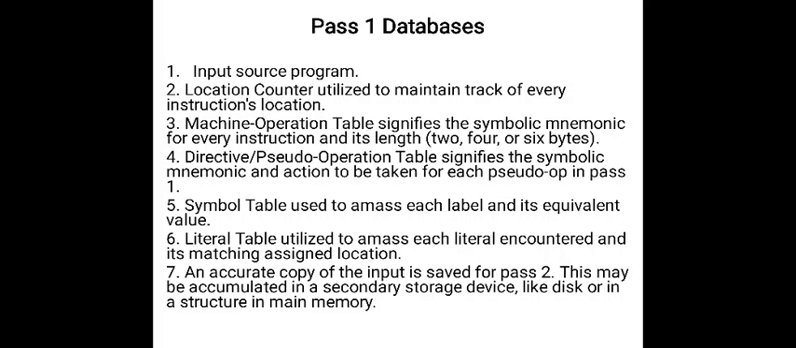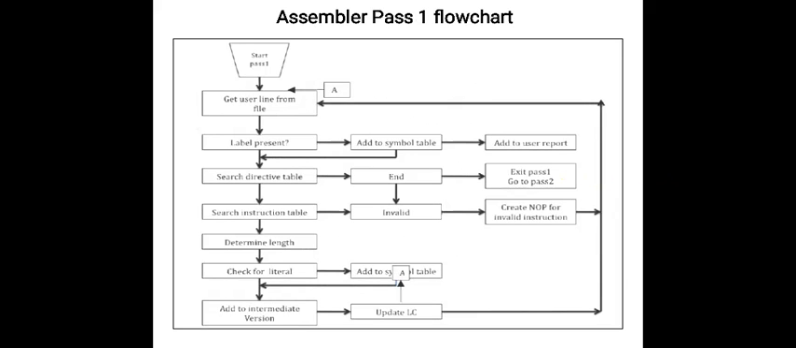This may be stored in secondary storage devices like a disk or in a structure in main memory. So with this information on what we need in pass 1, let us directly go to a diagram depicting the algorithm of pass 1 in terms of a flowchart. This slide depicts the flowchart of assembler pass 1.